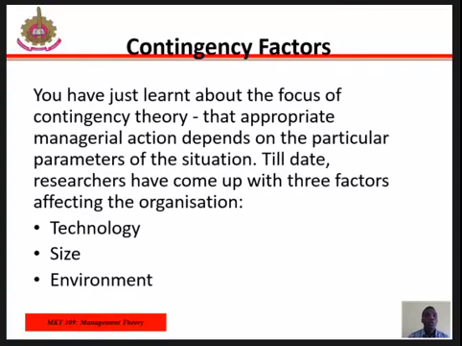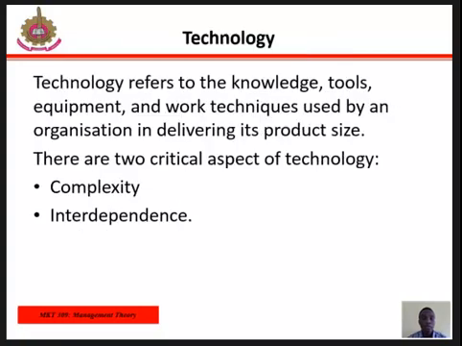Contingency factors. You have learned about the focus of contingency theory, that appropriate managerial action depends on the particular parameters of the situation. To date, researchers have come up with 3 factors affecting the organization, which are 1. Technology, 2. Size, 3. Environment. These factors shall be discussed one after the other over the next few slides.